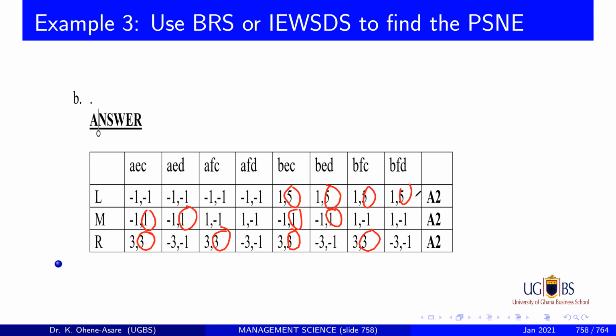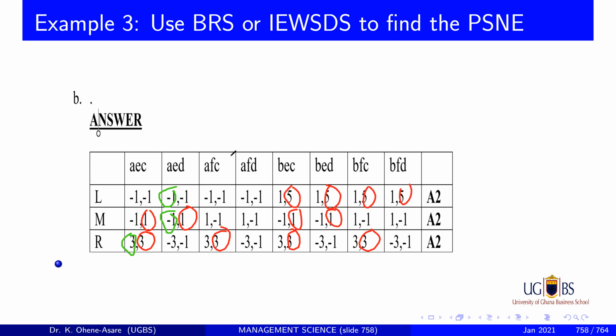Okay. So now you've seen the play of player one. Now let's go to player two. If player two goes for AEC, which one will player one go for? Player one will go for this 3. If player two goes for AED, player one will go for the -1, and there are 2 of them. The -3 is way lower.